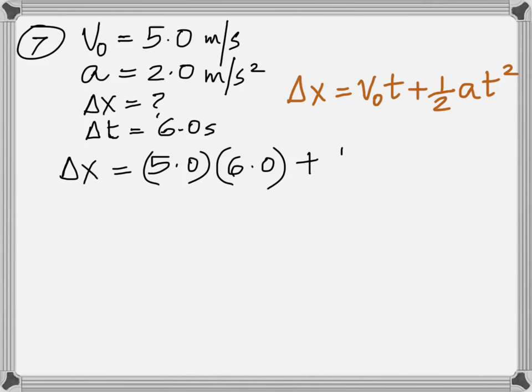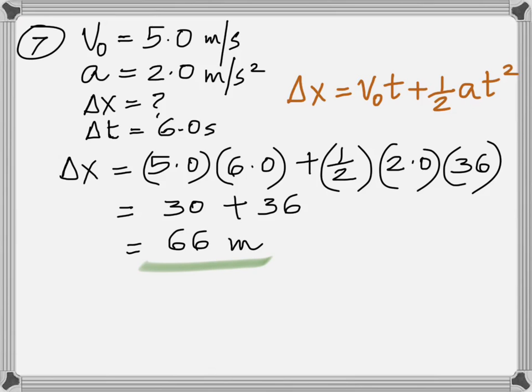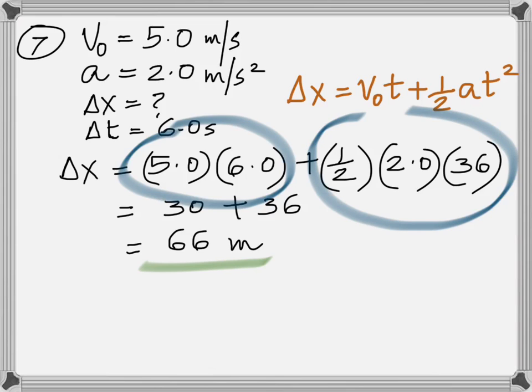So when you substitute the numbers, this is what you get. When you calculate them individually, you get 30 for the first term, which is this, and then you get 36 for this term. So when you add them up, you get 66 meters.